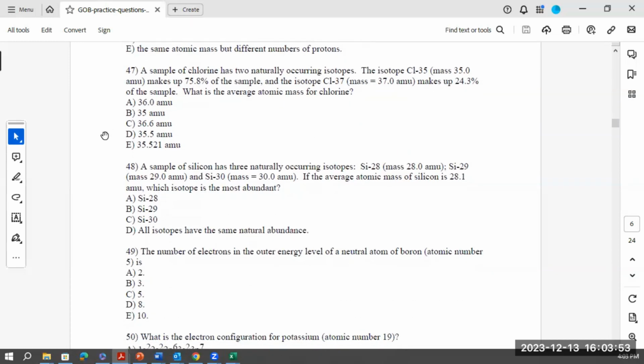Number 47, a sample of chlorine has two naturally occurring isotopes. There'll be a problem on the exam like this. The sample of chlorine has two naturally occurring isotopes. Isotope Cl35, mass 35.0 AMU, makes up 70.8% of the sample. Isotope Cl37, mass of 37, makes up 24.3% of the sample. What is the average atomic mass for chlorine?